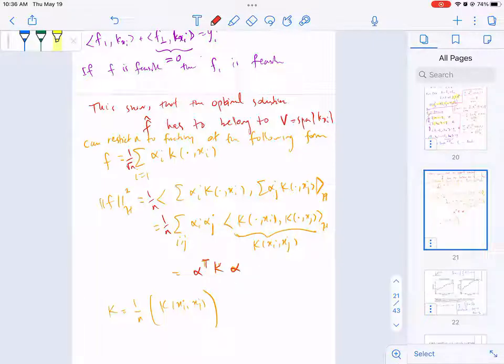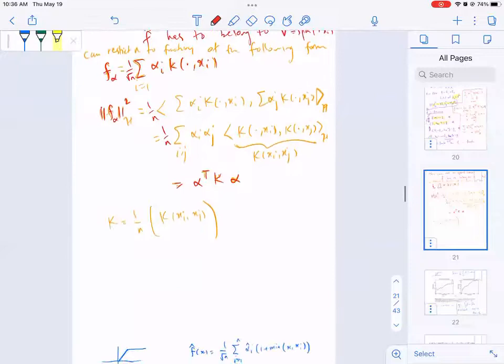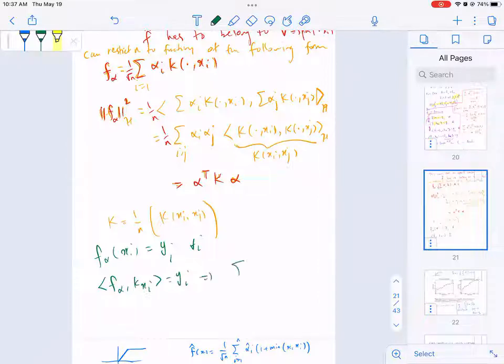So if f is like that, I sometimes write it as f indexed by alpha, because given any alpha, I can write this down. If f_alpha is like that, then the Hilbert norm of f_alpha is just going to be alpha transpose K alpha. So how about the condition that f_alpha(x_i) is equal to y_i for all i? I can write this again as f_alpha(k(x_i)) is equal to y_i, right? And this is summation alpha_j k(x_j), with 1 over root n coming out.